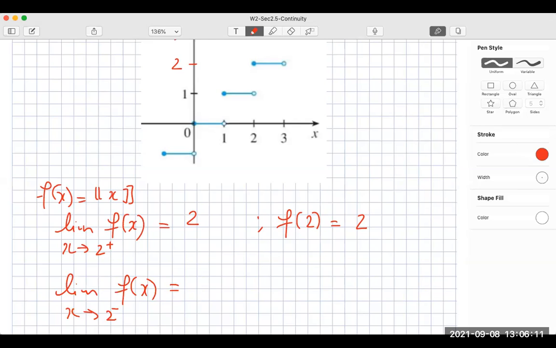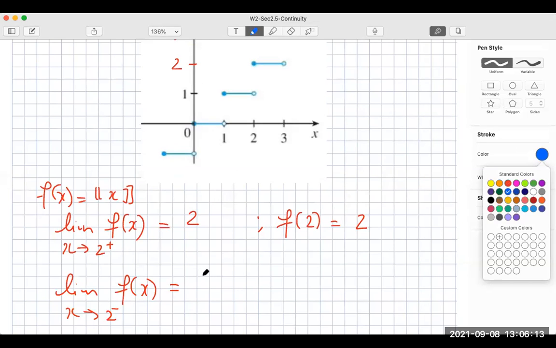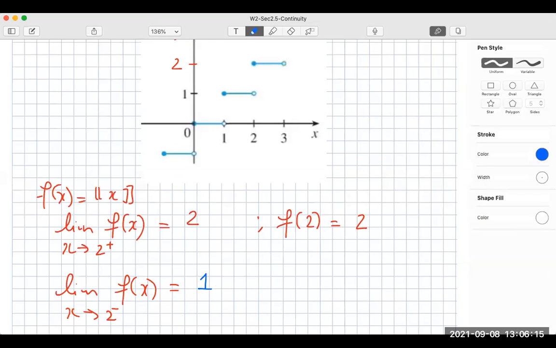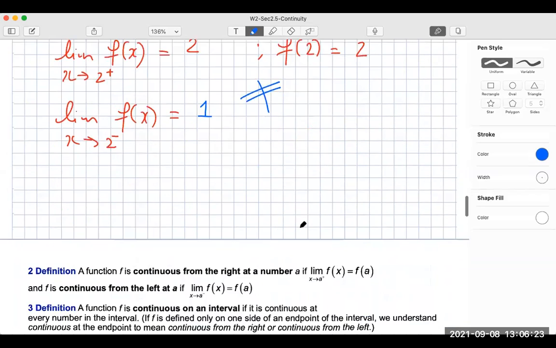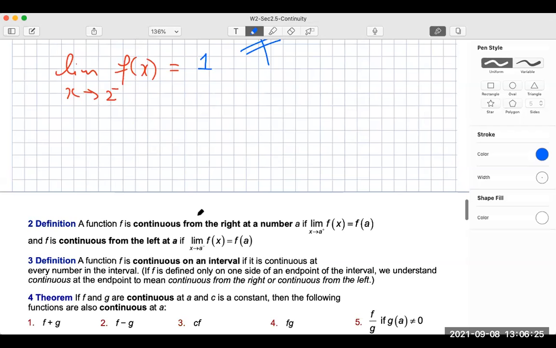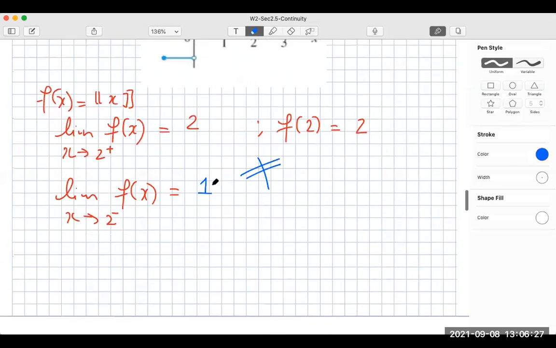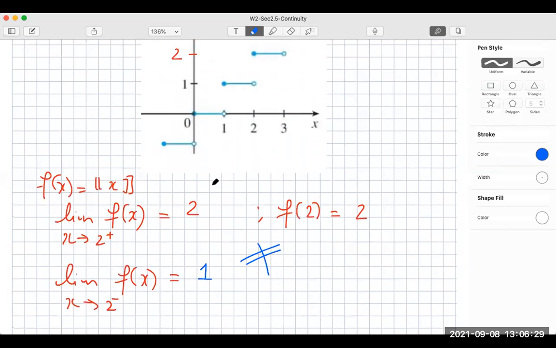Yeah, be careful. It is just 1. Okay. It is different from f at 2. Therefore, it is not continuous from the left. So, you see it? Good.